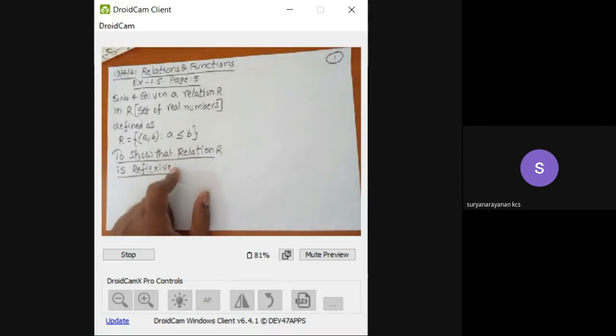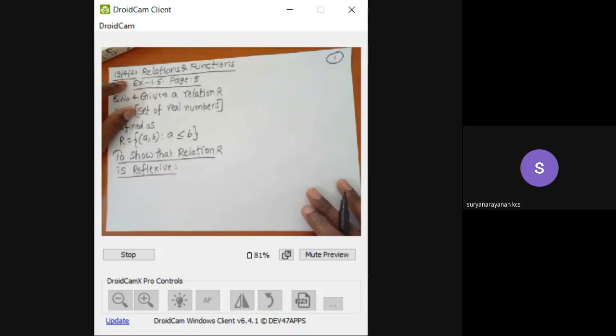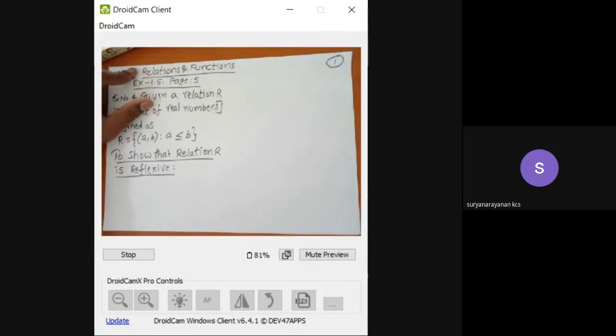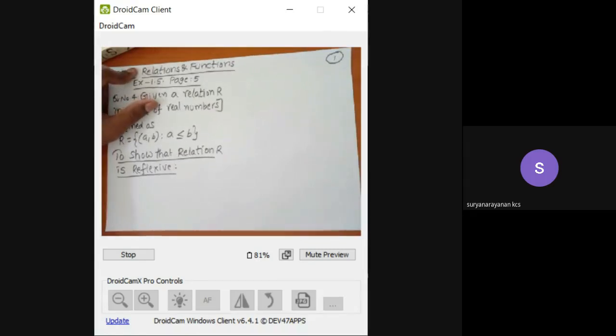Okay, my dear children. Here the relation R is defined on an infinite set. So it is a tedious job. It is a difficult job to write all the ordered pairs which satisfy the given relation. Okay, right. Now to show that relation R is reflexive, what is the first step? Do you remember that one? First step, we have to choose an arbitrary element. We have to choose an arbitrary element in the domain.